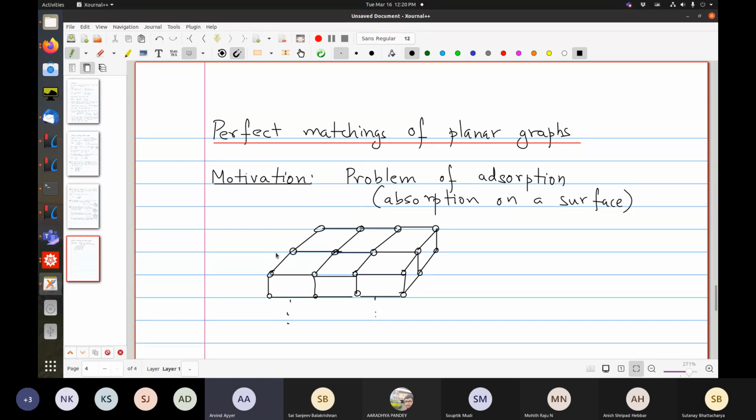It goes down, etc. This is the surface. So shade it in some way. So what happens when gas molecules adsorb? Let's imagine adsorption of, let's say, a diatomic molecule, a diatomic gas, like O2 or anything.